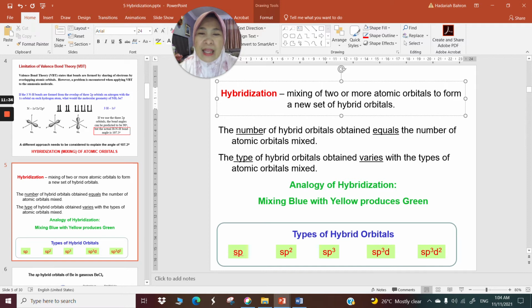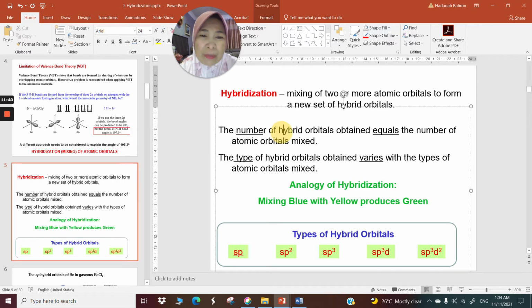There are two things about hybridization that you need to remember. First, the number of hybrid orbitals that you obtain is equal to the number of atomic orbitals that you mix in the beginning. So for example, if you're mixing one s orbital with one p orbital, you are going to have two sp orbitals. So one atomic orbital s, one atomic orbital p, you mix them up, what you're going to get are two sp hybrid orbitals. So that's the first rule.